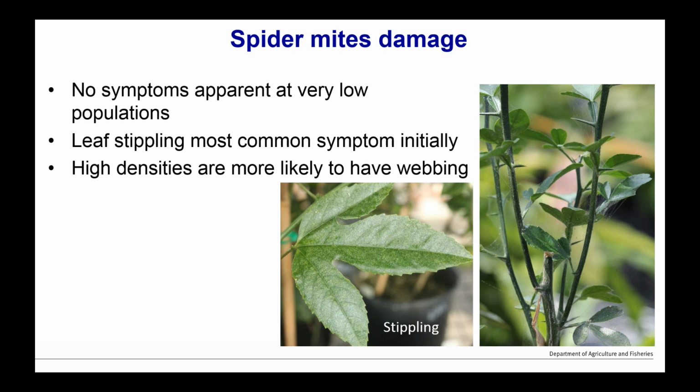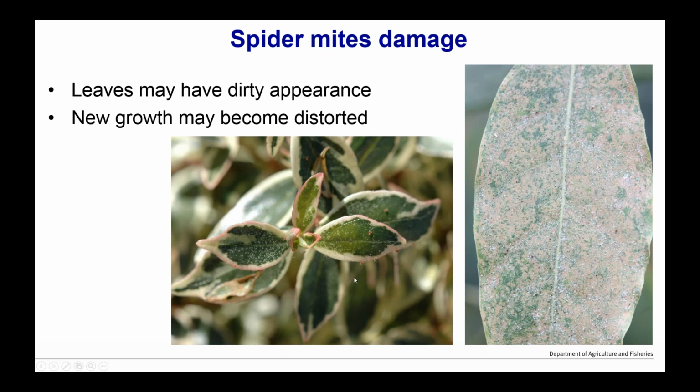When they become more abundant, of course, this chlorosis, this stippling effect, occurs over more of the leaf, and at higher densities you're more likely to have a large amount of webbing present, as you can see over here. So there will be thousands of mites on that plant. The leaves may end up having a dirty appearance, and you can see here these little white dots, which are the cast-off skins of molting mites. There's also a level of silk coverage here, which makes that leaf look dirty. Sometimes the new growth can become a little bit distorted as the mites feed on the cells, causing damage, and then it can't expand that leaf properly, so there's a bit of distortion.